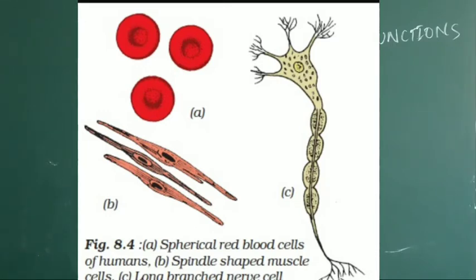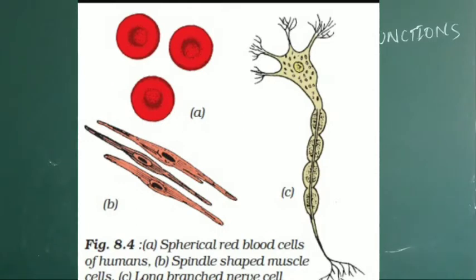The first one is red blood cell. You can see on the board it is round in shape. And B is muscle cell. It is spindle in shape. They have modified according to their functioning.